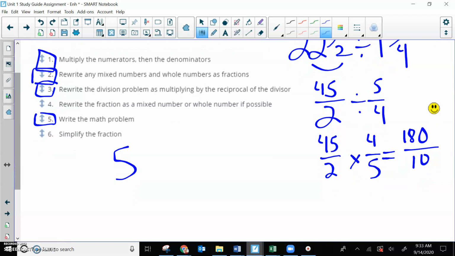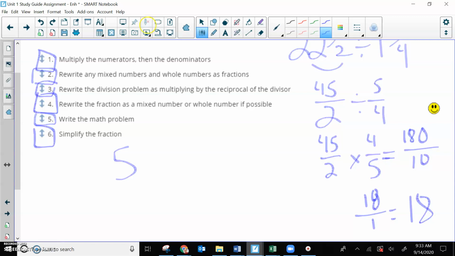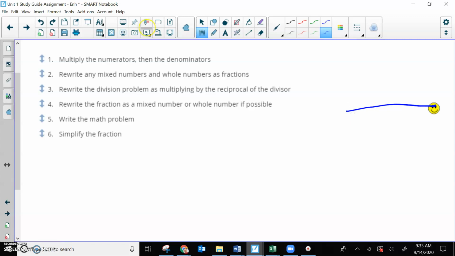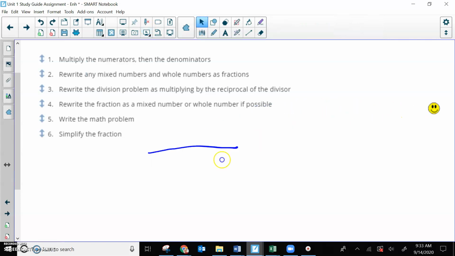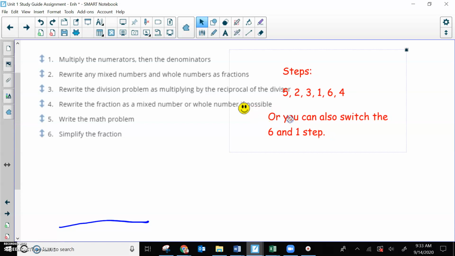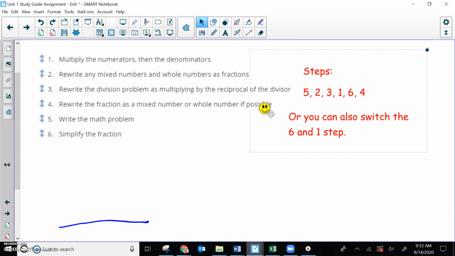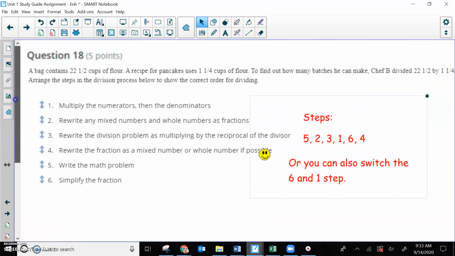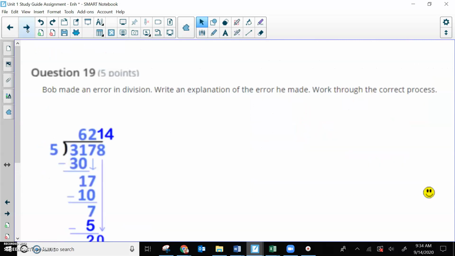And then we would simplify, divide by 10, get 18 over 1. So we simplify and make it a mixed number, or in this case, a whole number. So that would be it. So our answer is then, here we go. 5, 2, 3, 1, 6, 4. Some of those can be switched right there too. So that's good. All right, let's take a look at the last question here.